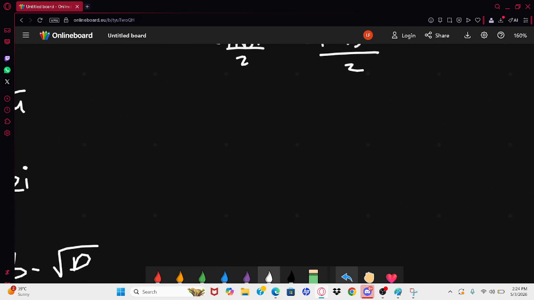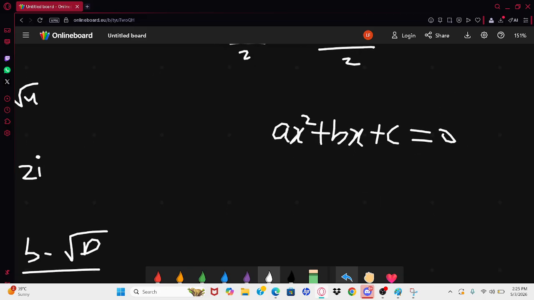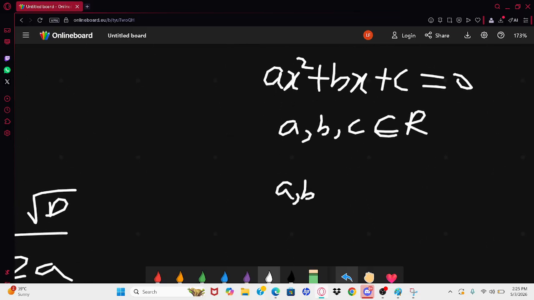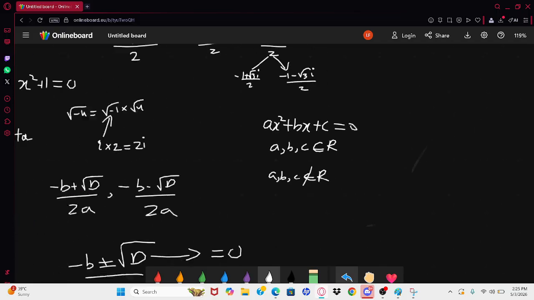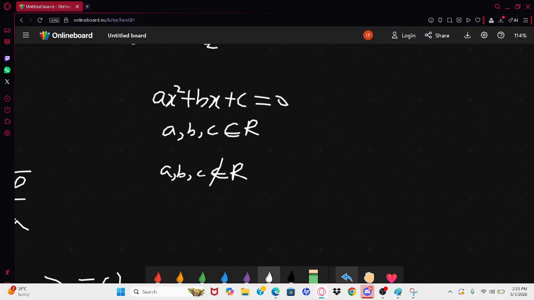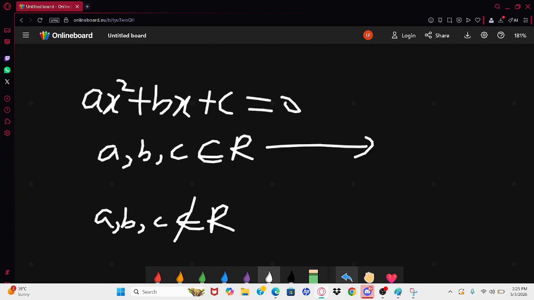The reason they come in conjugate pairs is that when we take the general form of a quadratic, the coefficients are real. But as soon as the coefficients are not real and they start taking complex number forms, they don't come in conjugate pairs. Or there is one case where the coefficients are real, but there still aren't conjugate pairs, which is when the discriminant is equal to 0, because we would just get minus b over 2a, which is one root.